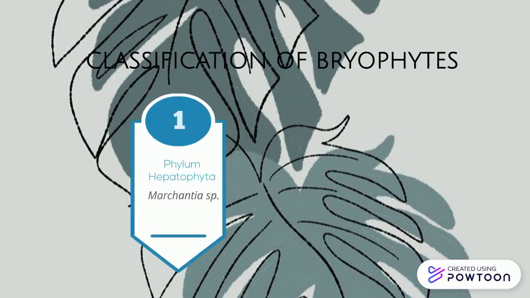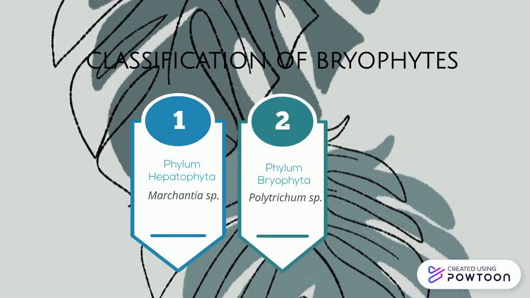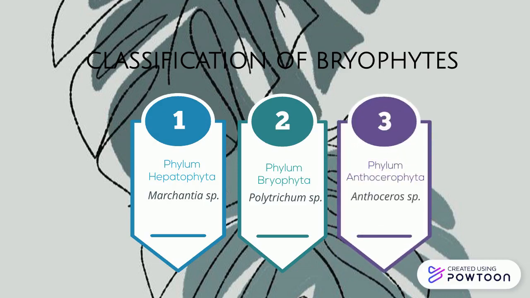The bryophytes are grouped into three divisions or phyla. The first one is phylum Hepatophyta, for example, Marchantia species. The second one is phylum Bryophyta, for example, Polytrichum species. And the last but not least is phylum Anthocerophyta, and its example is Anthoceros species.